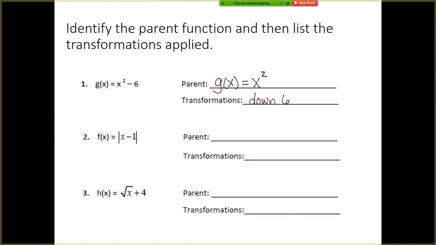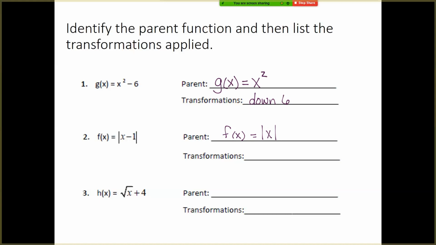For question number 2, our parent function, f of x equals, what do you think the parent function is? The absolute value of x. So take the numbers out that have been added, in this case, the -1. Then we have to decide, is that -1 hanging out at the end, or is it in with the variable? It's in with the variable.